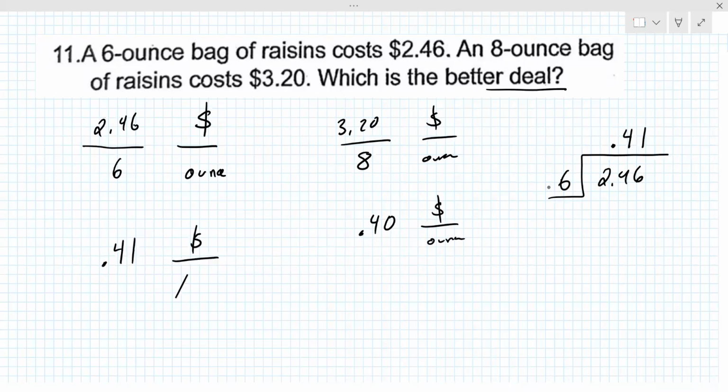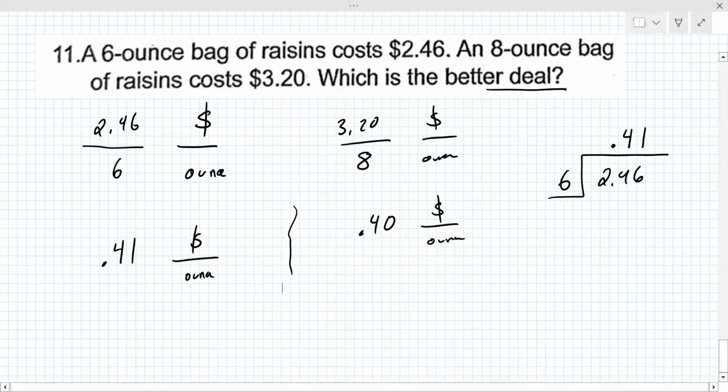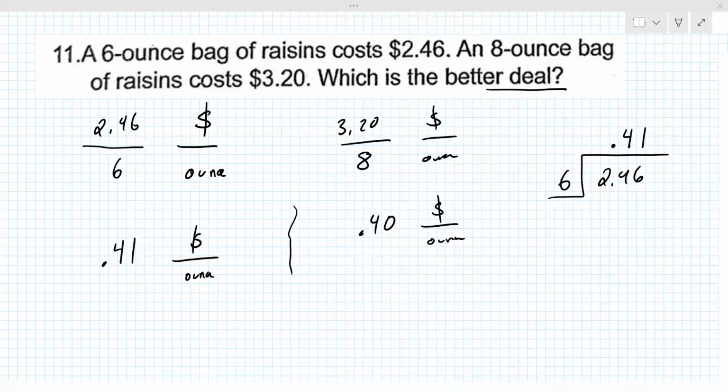Right. And so which is the better value, $0.41 per ounce or $0.40 per ounce? It's the 8-ounce. Yeah. All right. So very good. Typically, you can't just generalize, but typically when you pay more, it should be cheaper per ounce, but not always true. All right.